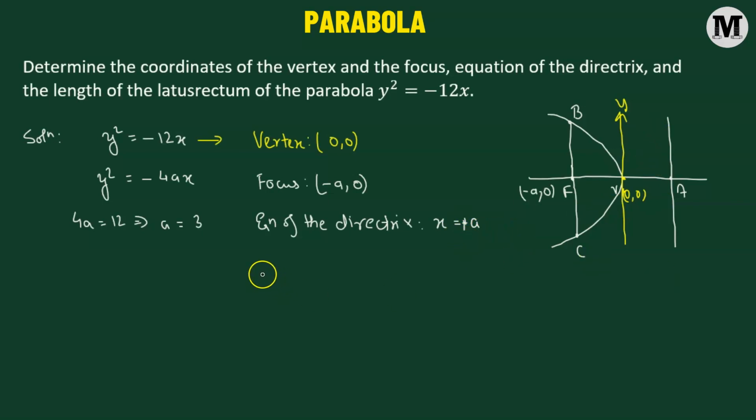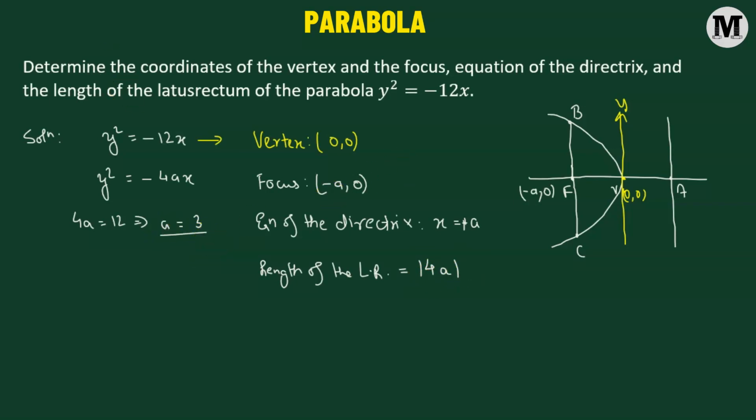And then finally, we have the length of the latus rectum. We know that the length is always a positive value. That's simply going to be the absolute value of 4 times a. Okay, since we have already obtained the value of a, that's 3.